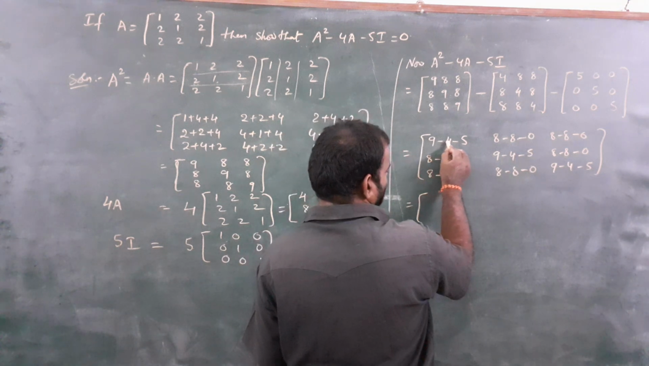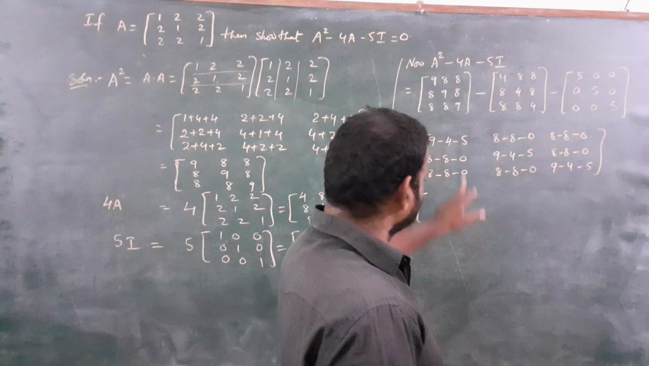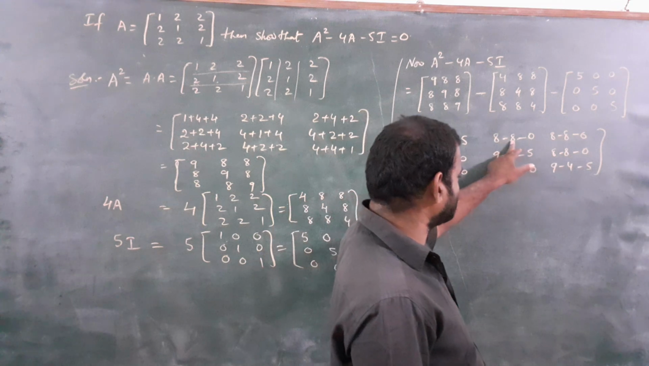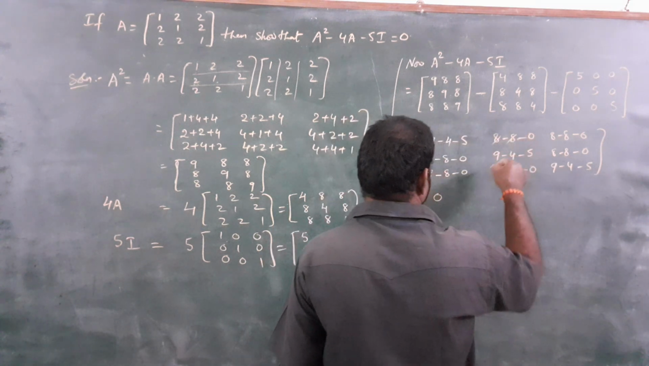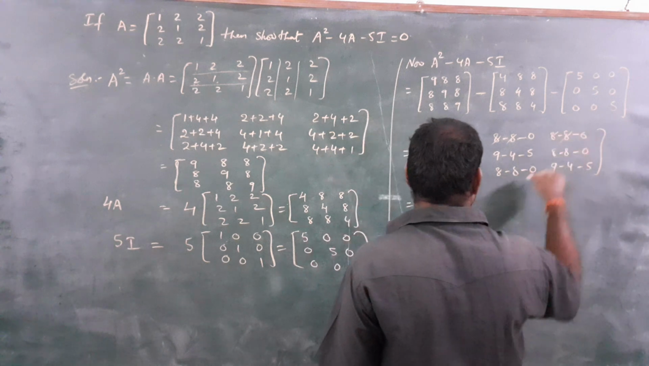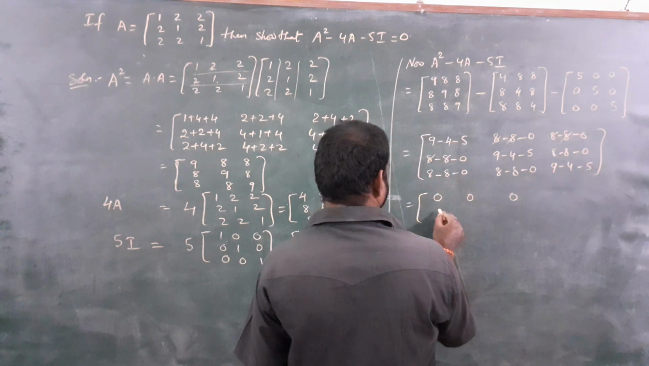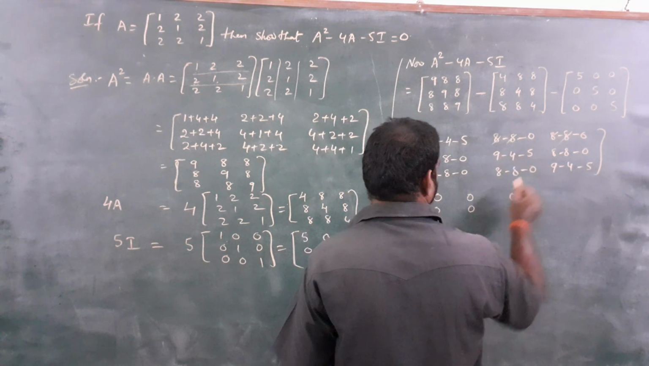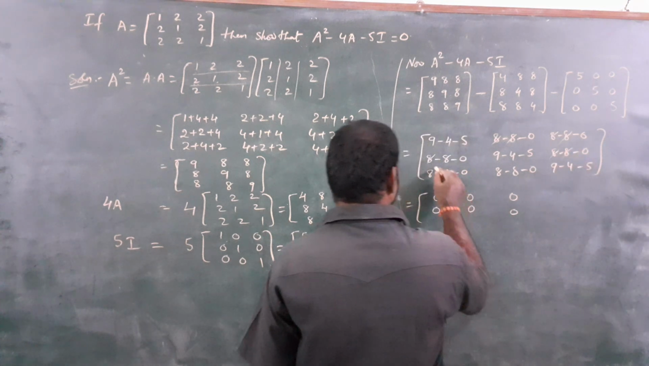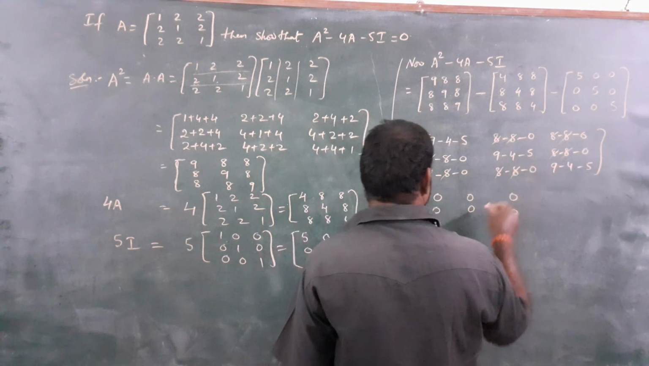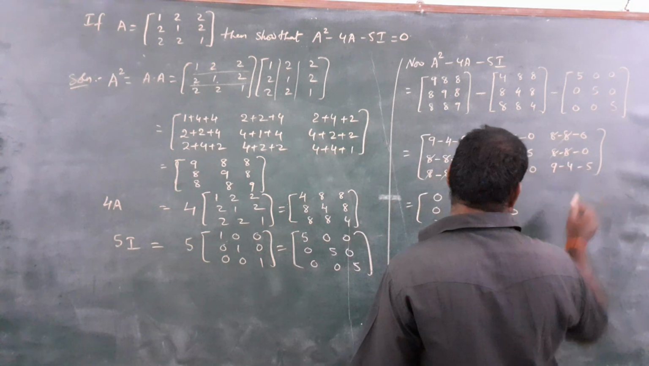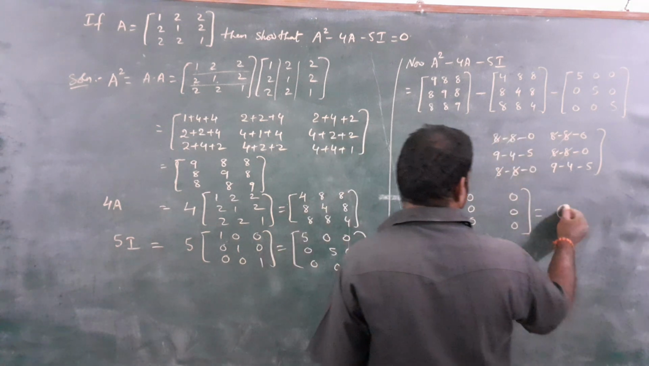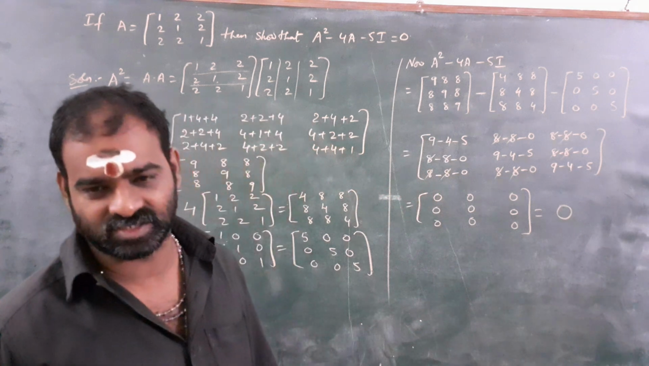So 9 minus 4 minus 5 minus 9: 9 minus 9 is 0. 8 minus 8 is 0. 8 minus 8 cancels, becomes 0, and so on for every entry. 9 minus 4 minus 5 minus 9, 9 minus 9 is 0. 8 minus 8 cancels 0. So these are all zeros, which is denoted with the zero matrix or null matrix, 0.